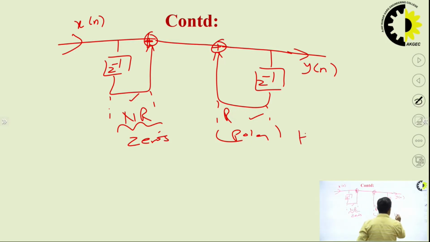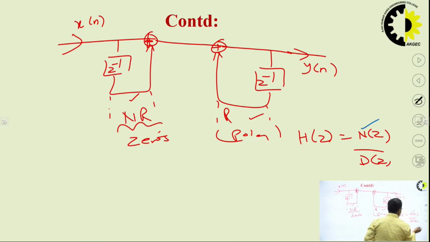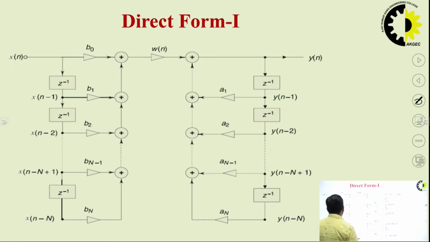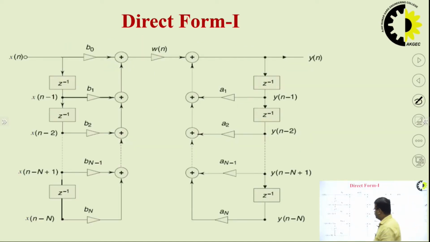It means as in H of Z, at first you have to realize this, and after that you have to realize this one. So that structure will be the direct form 1 form of digital filter realization. So this will be the final structure. If you draw this, I told you in a rough way, if you want to make a realization using direct form 1, this will be your final structure.